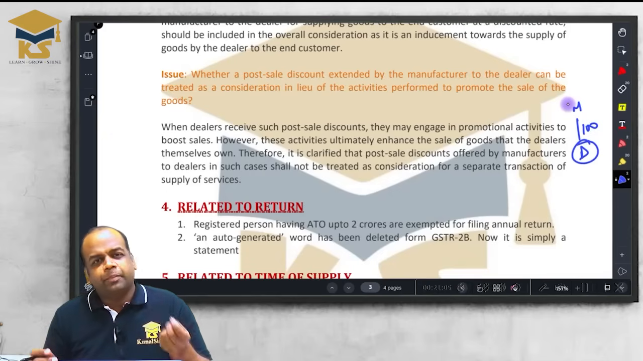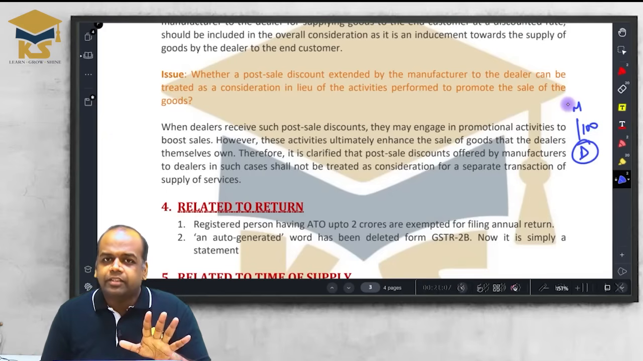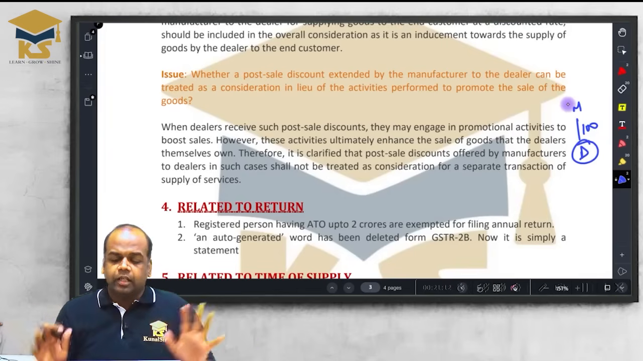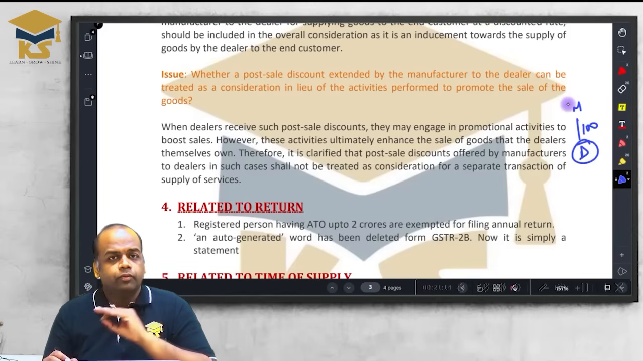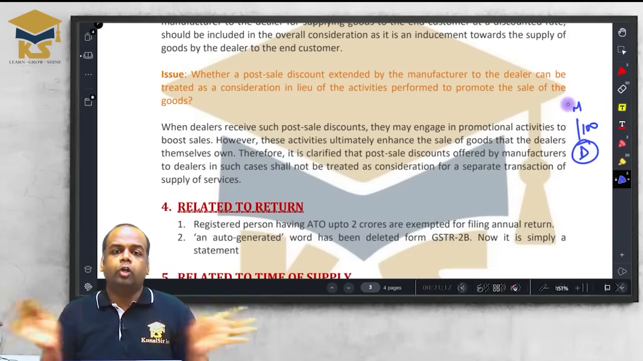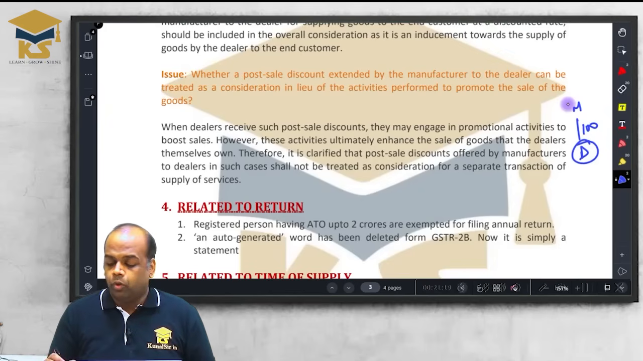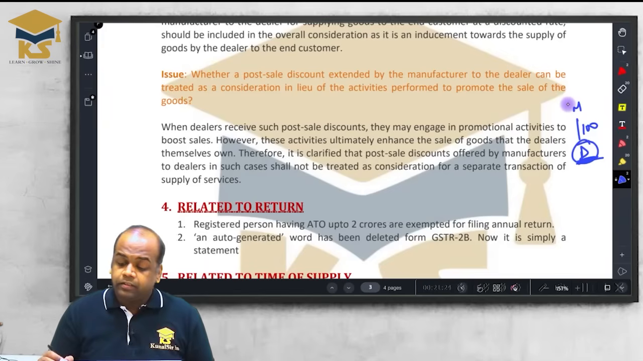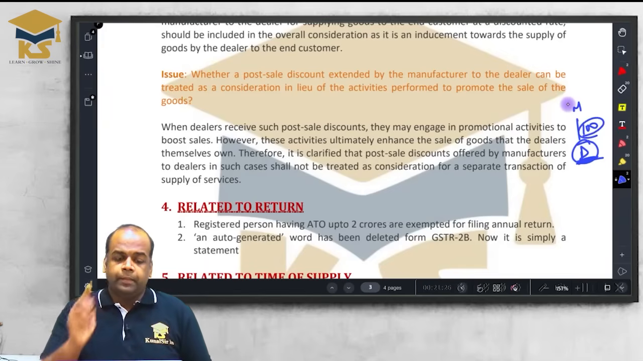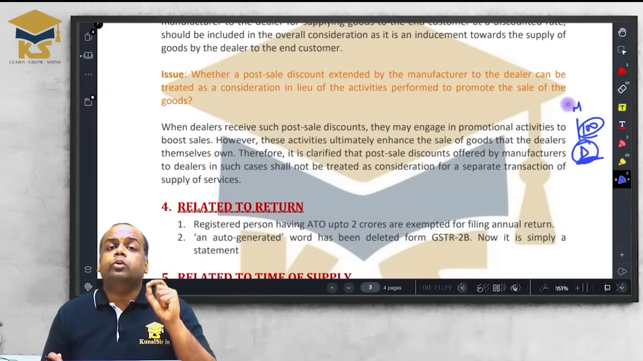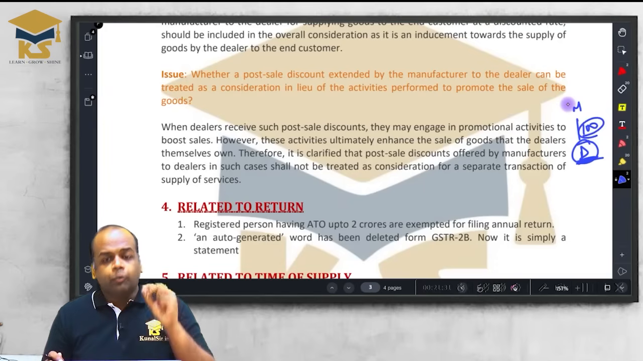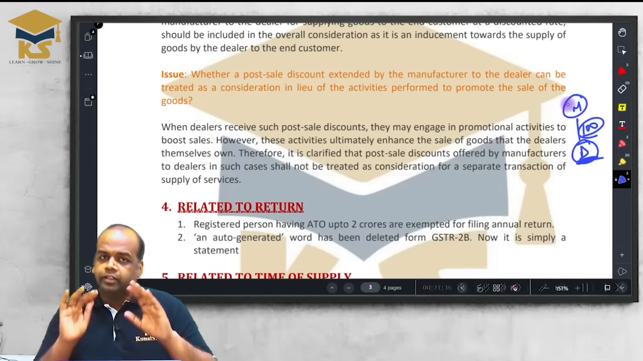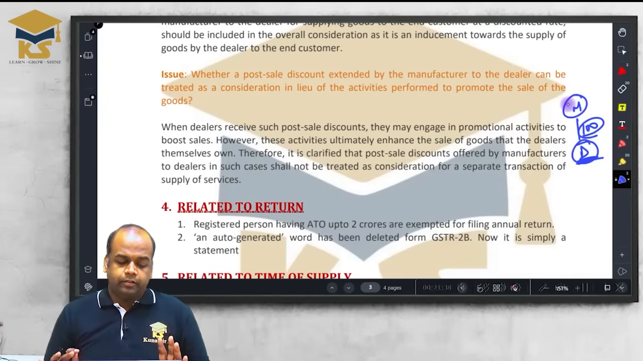So very simple friends. If there is no supply, can there be any GST? If there is no supply, where will GST come from? Clear? So such kind of discount will not be included in the value or in the turnover of dealer. Okay? So it's a commercial credit note. Remember, these all 3 points are related to commercial credit note. If output tax liability of manufacturer is reduced, then ITC of dealer is required to be reduced. No confusion in that. Okay?